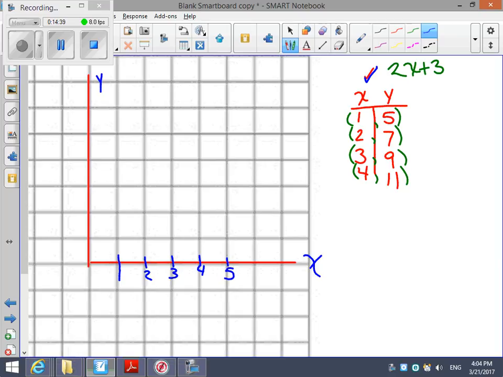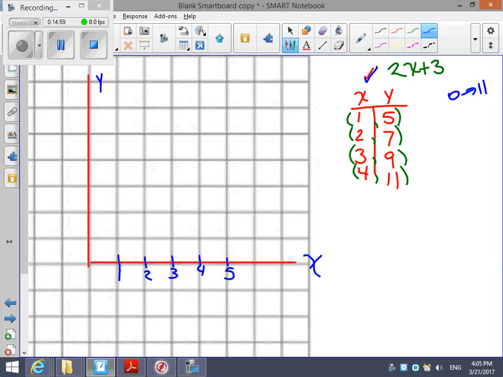Anyhow, our Y value goes from 5 to 11. And we better make that, okay, we know we're going to start at 0, so we have a range of 0 to 11. I'm going to suggest we do it in groups of 2, so that each square equals 2.